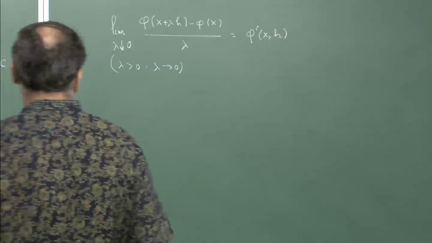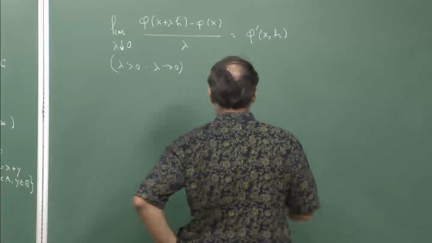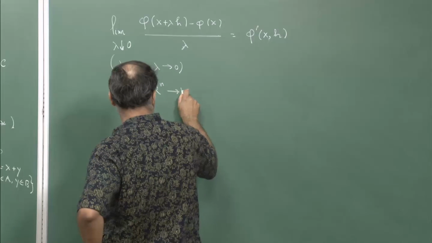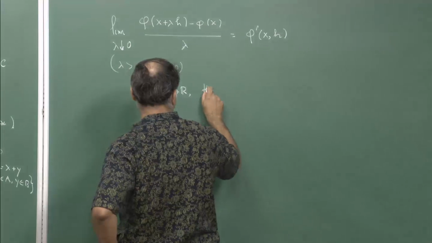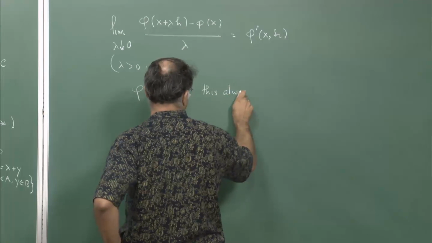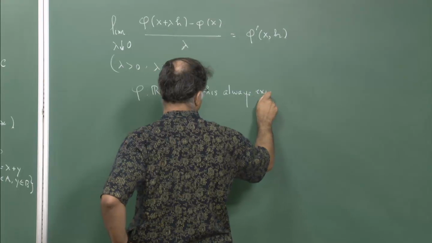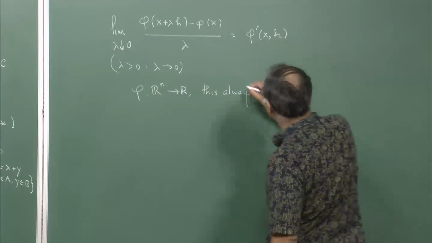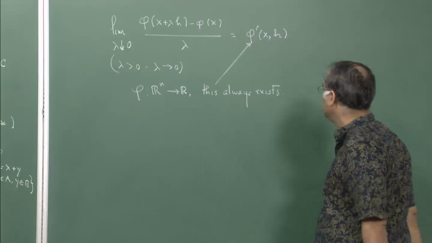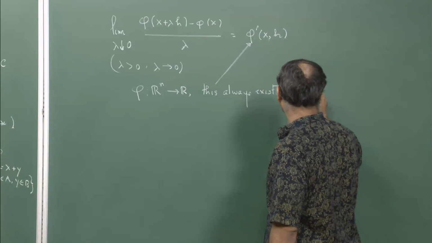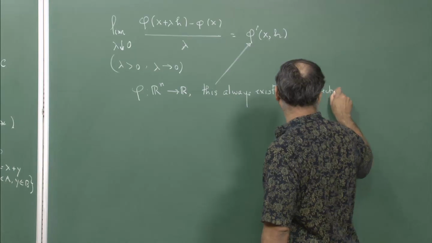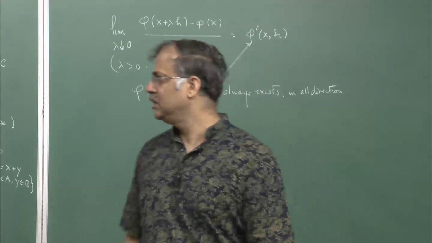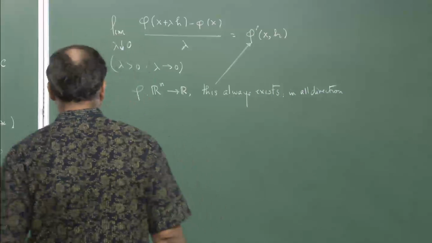Now, for a convex function phi from Rn to R, this limit always exists, in all directions. So, at a given point x in Rn, whatever direction h you choose and try to compute the directional derivative, the directional derivative would exist even if the original function does not have a derivative.